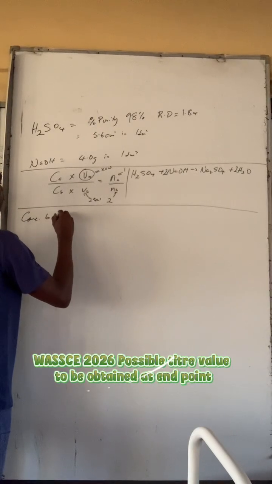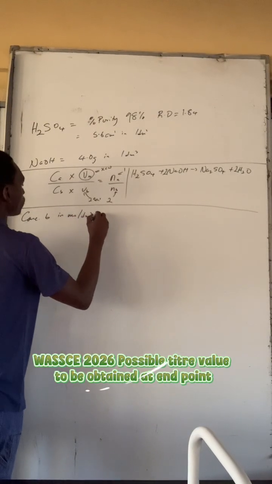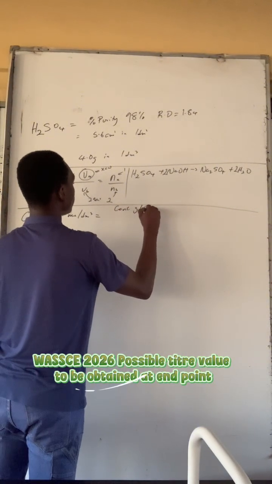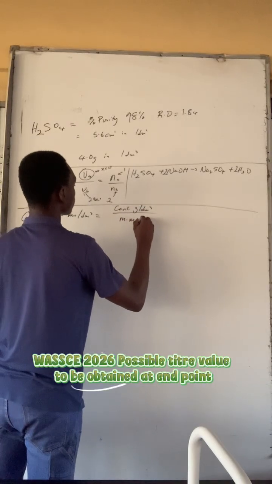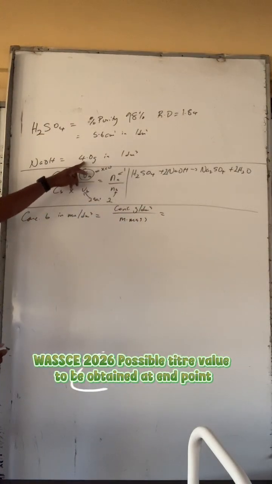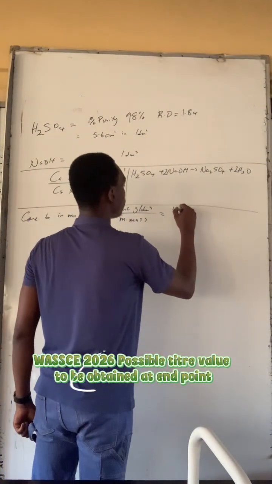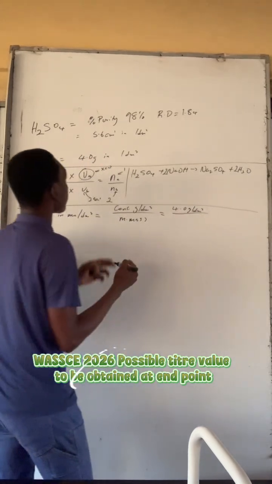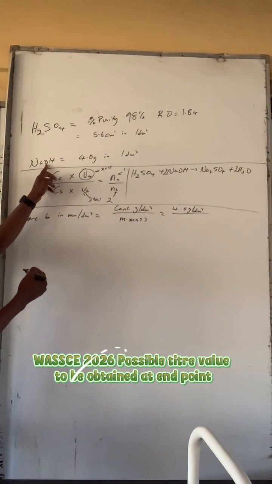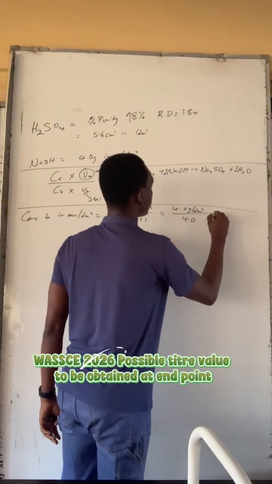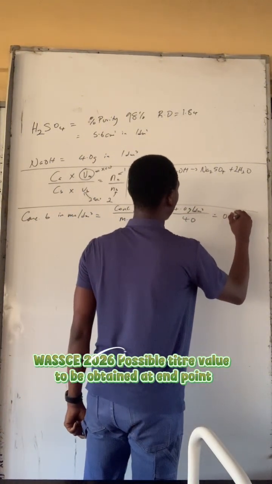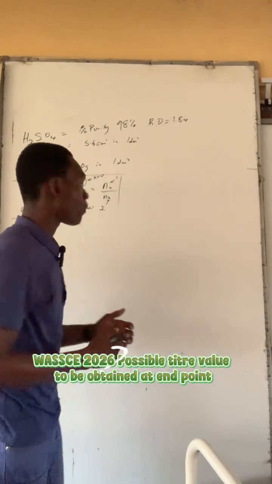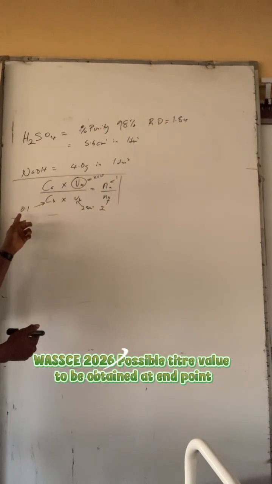Concentration of the base in mole per dm cube is simply equal to concentration in gram per dm cube all over the molar mass. And for the concentration in gram per dm cube, we are told that 4 grams in 1 dm cube. That will be 4.0 gram per dm cube all over the molar mass of sodium hydroxide, 23 plus 16 plus 1, that gives us 40, and that will give us 0.1 mole per dm cube. So we have gotten the concentration of the base to be 0.1.